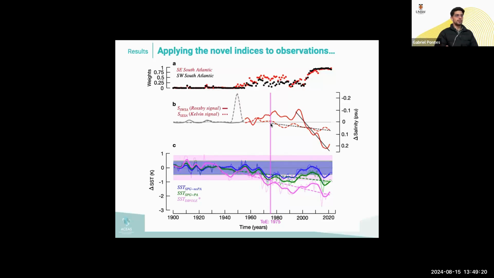And this is in agreement with the later emergence of the Rossby signal. So the Rossby signal starts to emerge at about 20 years later than the Kelvin signal, which is approximately the time scale suggested by the idealized model simulations. But in the idealized model simulation, those time scales are slightly shorter.